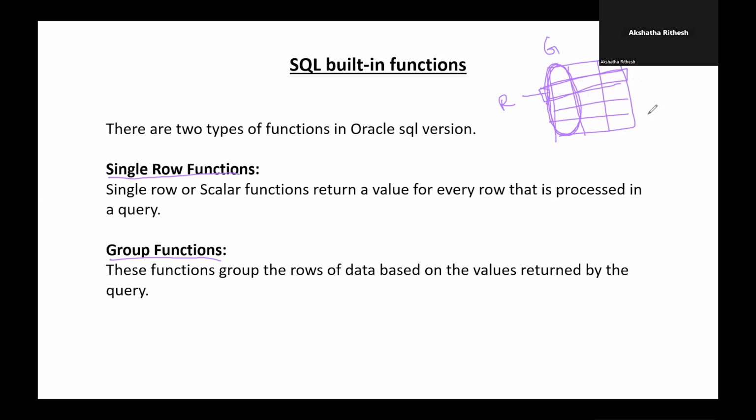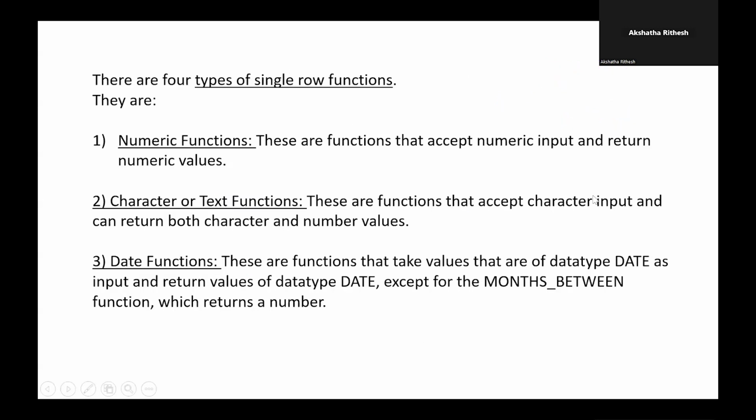All right, so single row scalar functions return a value for every row that is processed in a query, and group functions group the rows of data based on the values returned by the query. Okay, so let us see what exactly these mean. When I talk about the row, there are four types of single row functions. Okay, the very first one is numeric functions.